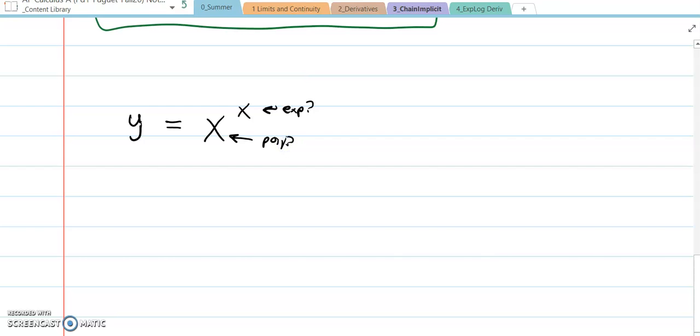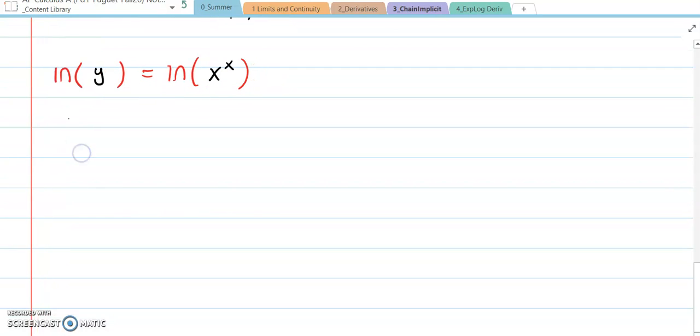So the confusion is we have two different rules. We have rules for exponential functions for derivatives, and we have rules for polynomials. And the answer is neither. Okay, it's neither. And the best way that we're going to be able to do this is we're going to have to, again, use logarithmic differentiation in order to help us solve this. So we're going to have the natural log of y equals the natural log of x to the x. So this becomes natural log of y equals x times ln of x.